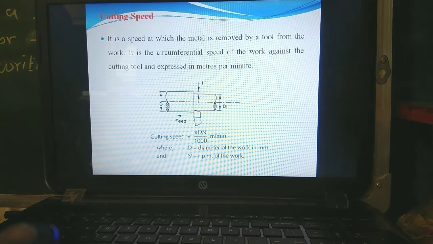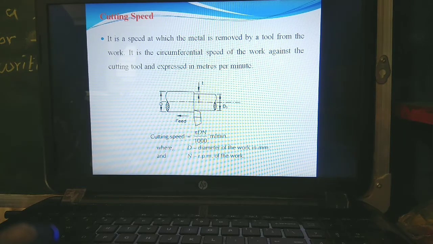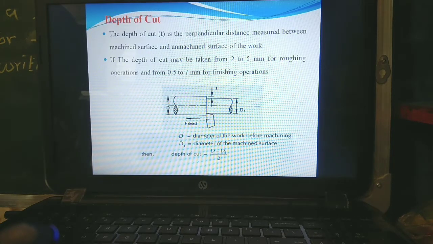Now come to the next point, which is cutting speed. It is the speed at which the metal is removed by the tool from the work. It is the circumferential speed of the work against the cutting tool and is expressed in meters per minute. The figure shows the feed is given, D is the diameter of the workpiece, T is the depth of cut, and D1 is the reduced diameter, obtained with the help of a single point cutting tool. Then cutting speed equals pi D N upon 1000, and the unit is meters per minute.